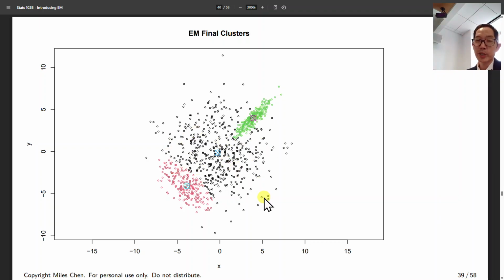We can compare that to the original assignments, and again, the label switching issue of which one is red and which one is green, that's in play here, okay? But that's okay. They all got clustered together. And you can see these points right here are actually a mix of the cluster centered at -4, -4, and the cluster centered at 0, 0, right?